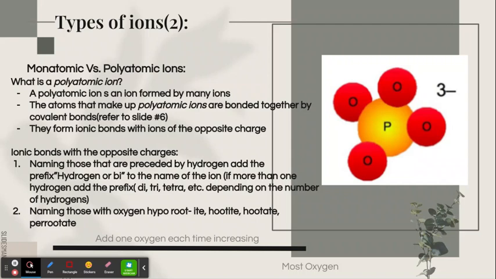Naming those that are preceded by hydrogen: add the prefix hydrogen or bi to the name of the ion. If more than one hydrogen, add the prefix di, tri, tetra, depending on the number of hydrogens present. Naming those with oxygen, there's the hypo-, root, -ite, -ate, etc. Over here you can see there's the phosphate atom and there are the 4 oxygens bonded there.